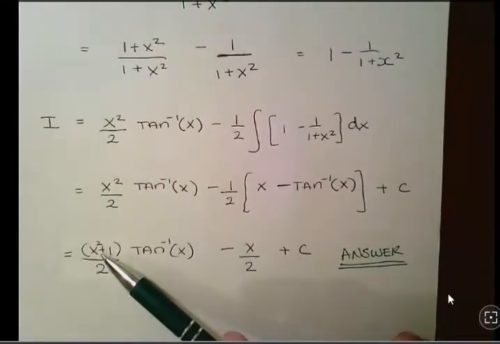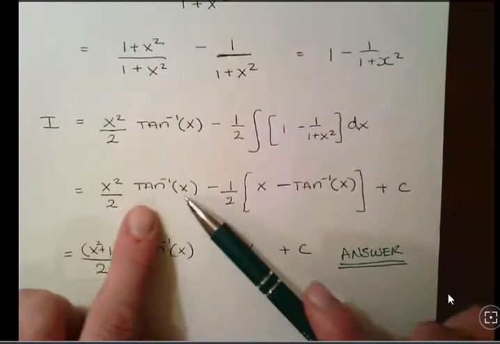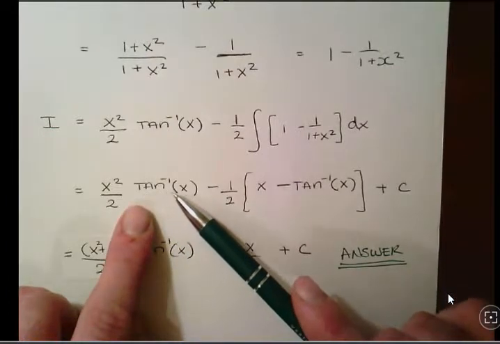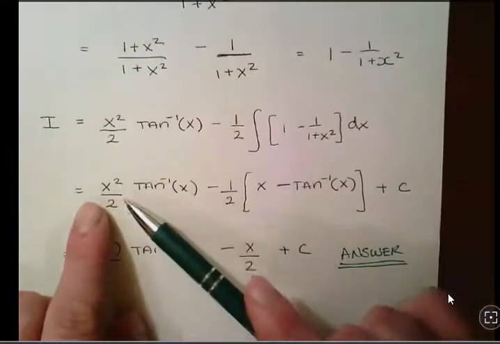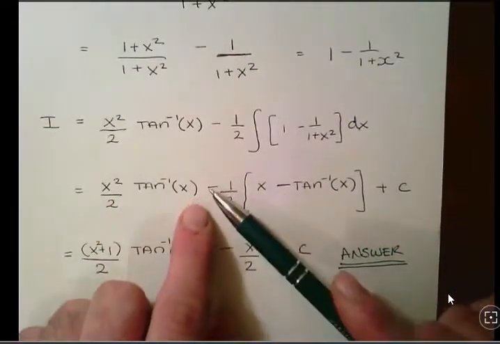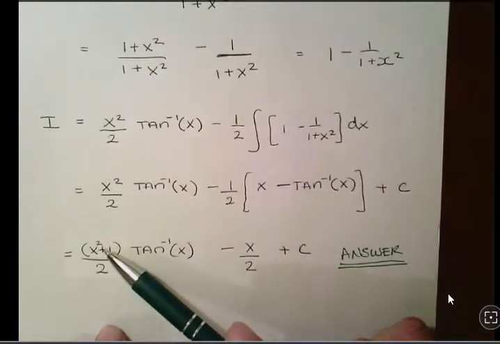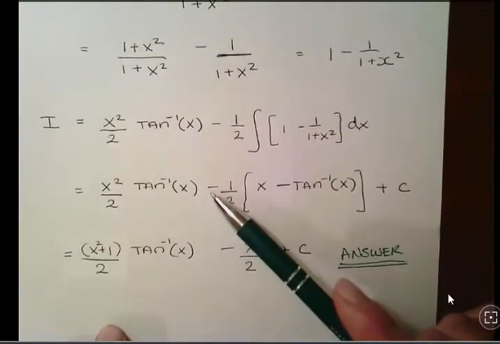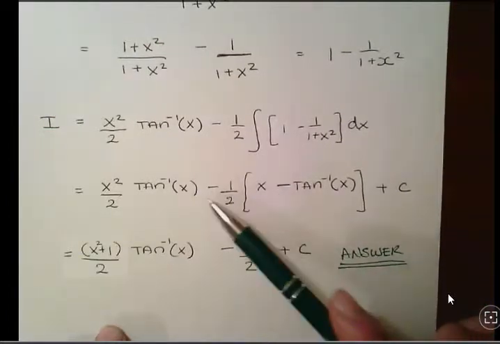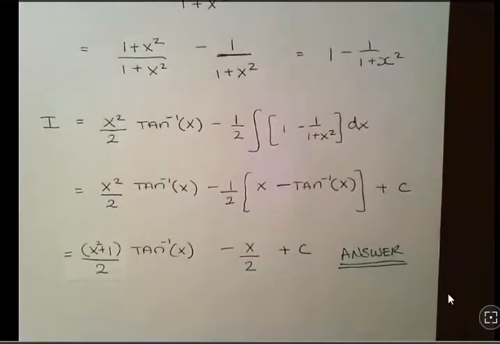When we piece it all together, we collect up all the terms with tan minus 1 of x. We have x squared over 2 times tan to the minus 1 of x, plus a half, so we bundle that up as x squared plus 1 over 2. Again, watch out for the double negative there. Then minus x over 2 plus c, that is the answer. So that is it really. I'll just leave it there.